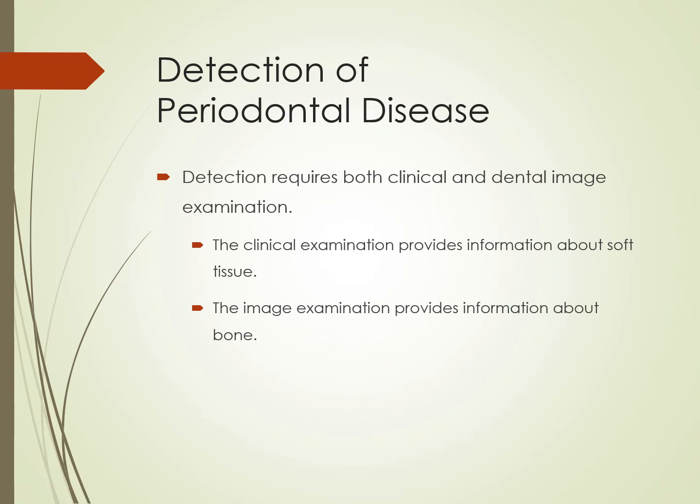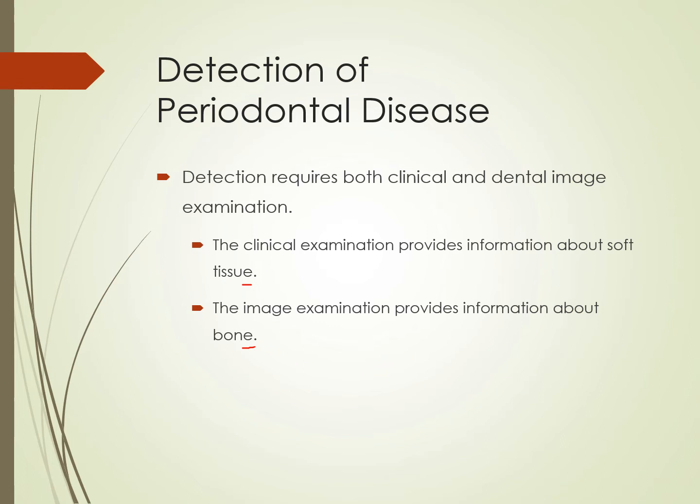The clinical exam provides information about the soft tissue. The image examination provides information about the bone. Now, the reason I'm saying this, you can't have one without the other. If you try to do SRP, scaling and root planing, on a patient, and you send that claim to insurance, and you only send radiographs without the perio chart, they'll kick it back to you. They won't pay for it. If you only send the perio chart without the radiographs, they'll kick it back to you, okay?